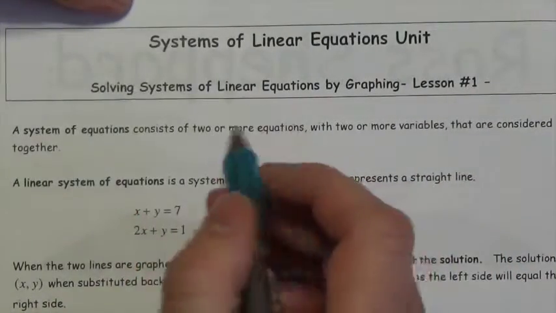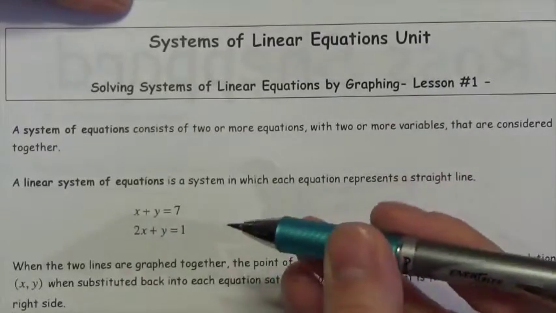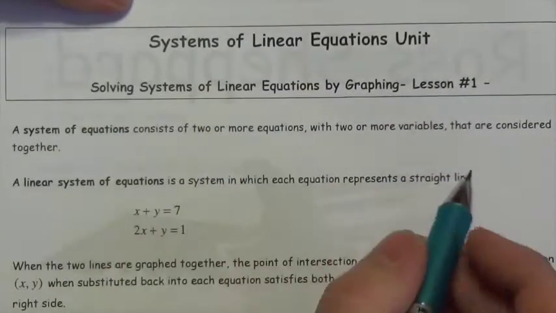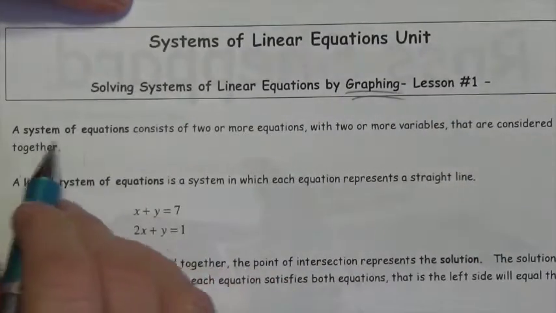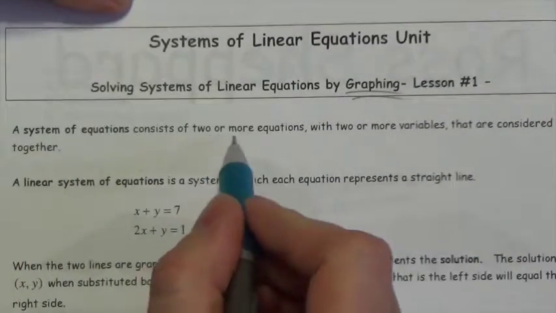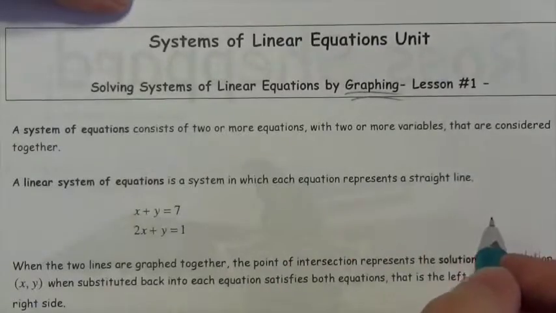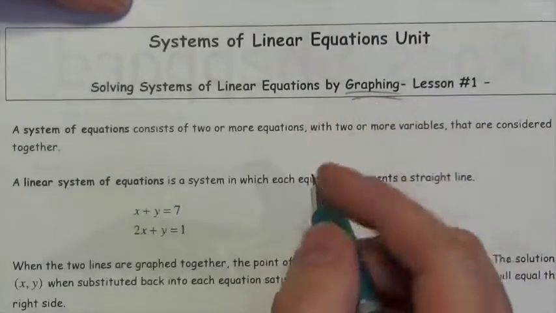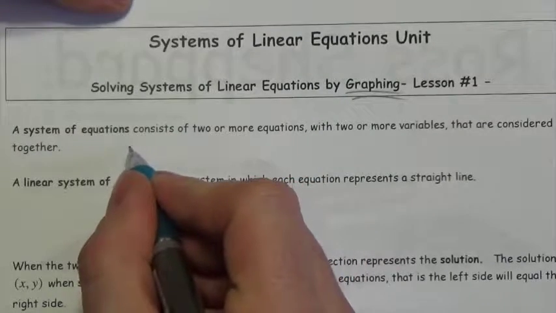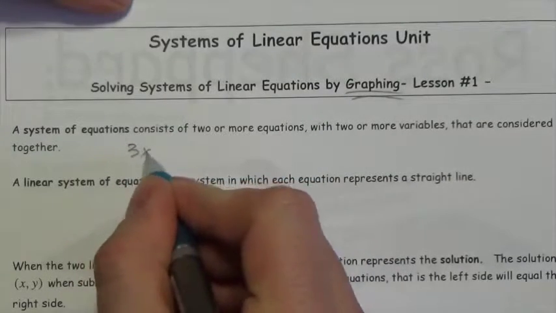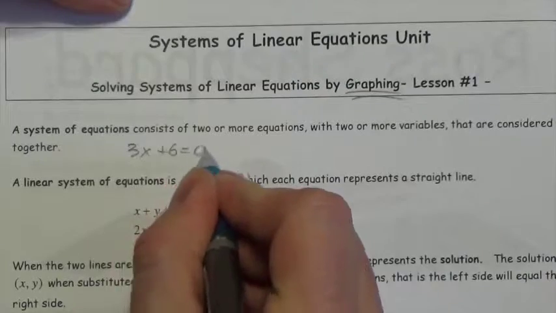Okay, so we're looking at systems of equations, and to start off, we're going to solve systems of equations graphically. Now, a system of equations consists of two or more equations with two or more variables that are considered together. Think of it like this. Let's say 3x + 6 = 0.